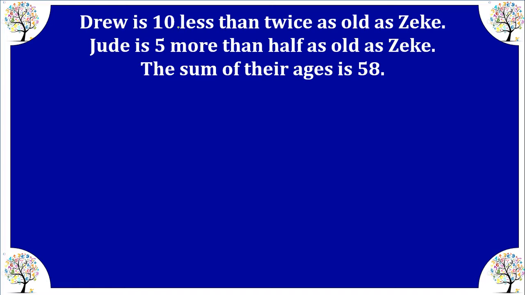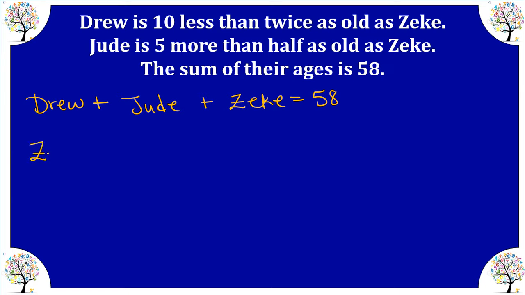Drew is 10 years less than twice as old as Zeke. Jude is 5 more than half as old as Zeke. Their sum is 58. So let's write a formula. Sum means to add everything or everyone involved. And now we are going to establish an expression for each person. The one person that we know nothing about is Zeke, so let's let Zeke be X.